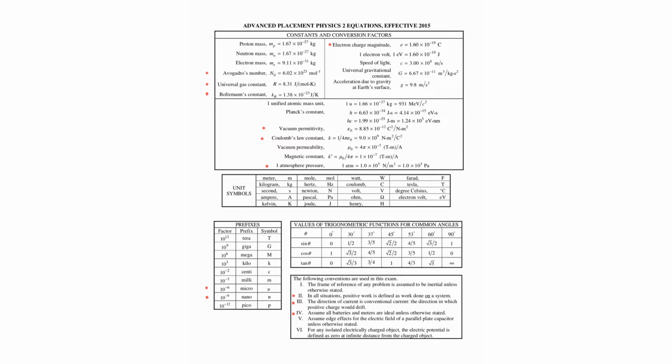Assume edge effects for the electric field of a parallel plate capacitor unless otherwise stated, which means that when we get near the edge of a parallel plate capacitor, we don't get a perfectly straight electric field. There's some curvature there due to being at the edge of the parallel plate capacitor. Also, as we've defined it in class, electric potential is defined as being 0 an infinite distance away from a charged object, which means as I move closer to a charged object, the magnitude of the electric potential will increase.